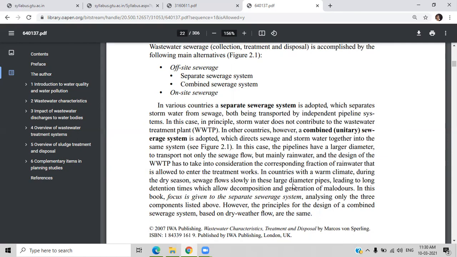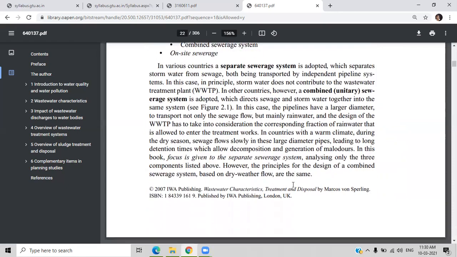In this book, focus is given to the separate sewage system, analyzing only the three components listed above. However, the principles of the design of a combined sewage system based on the dry weather flow are the same.